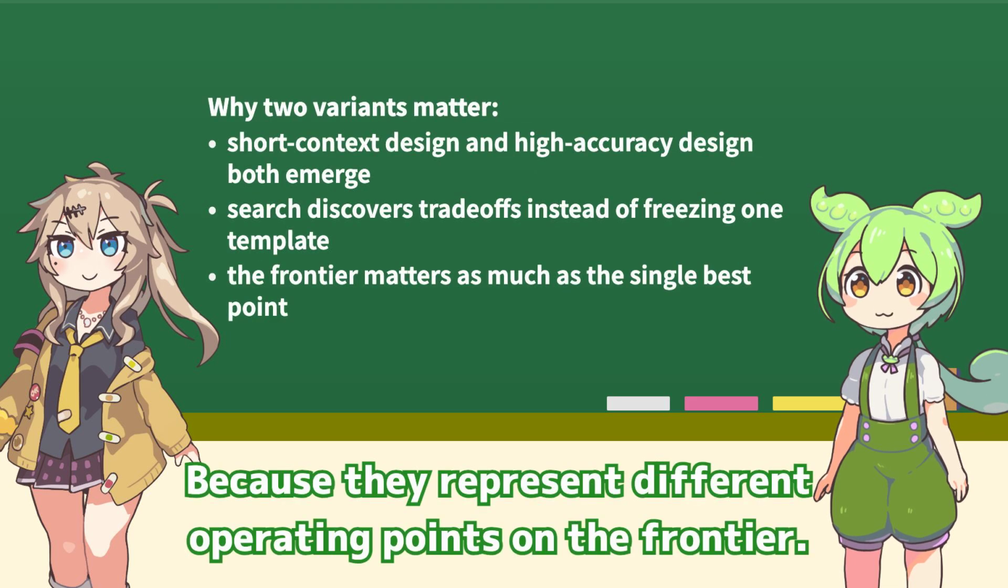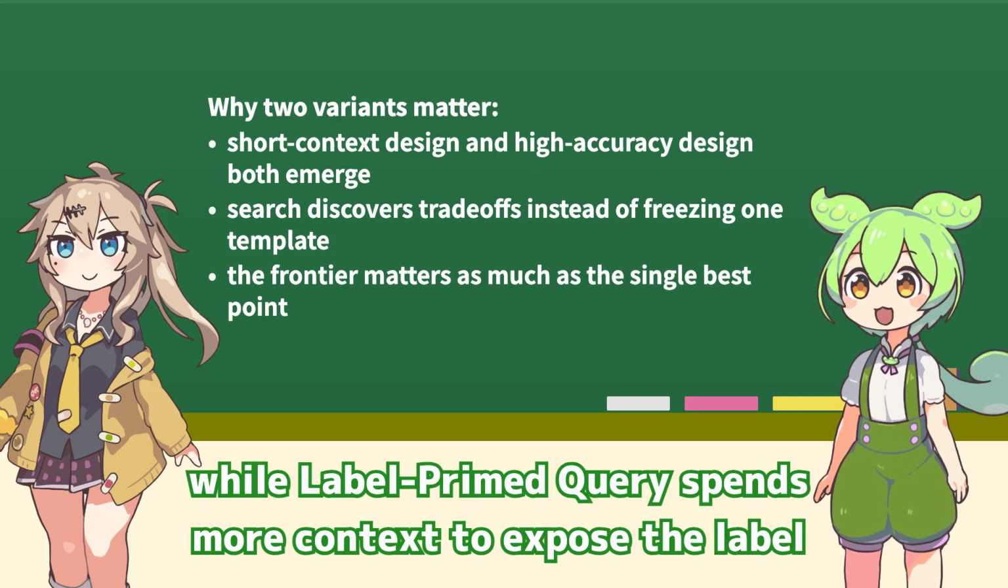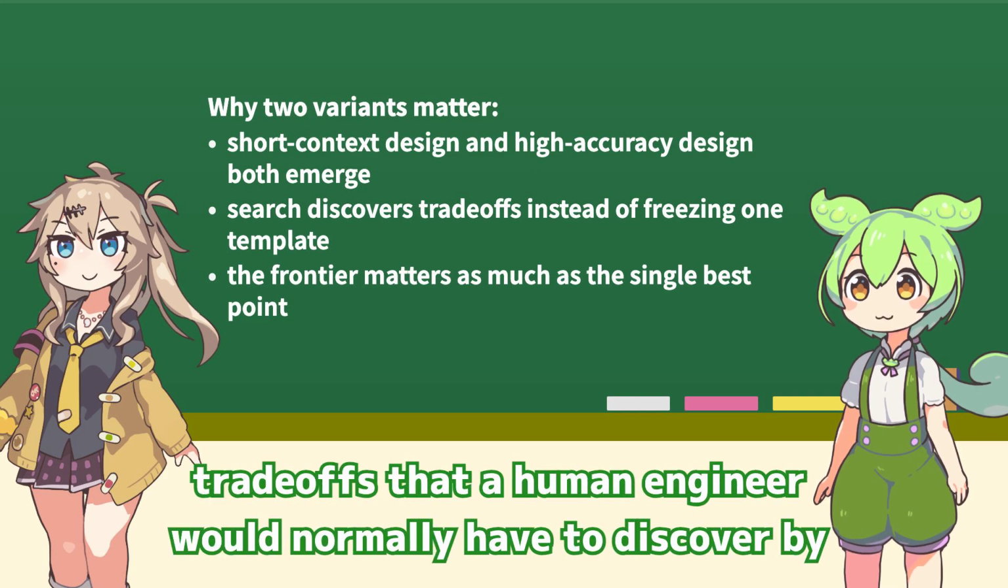Because they represent different operating points on the frontier. Draft verification keeps context short even though it uses more calls, while label-primed query spends more context to expose the label space and local contrasts more clearly. The search is finding trade-offs that a human engineer would normally have to discover by hand.